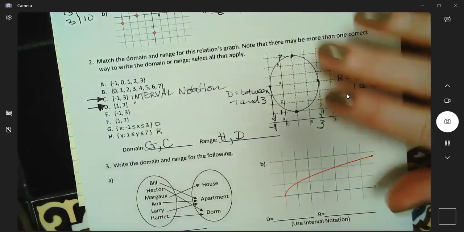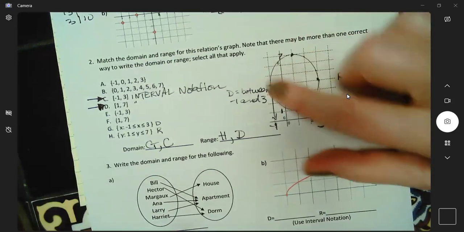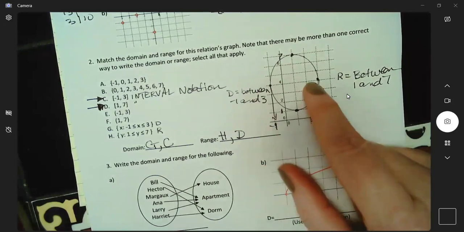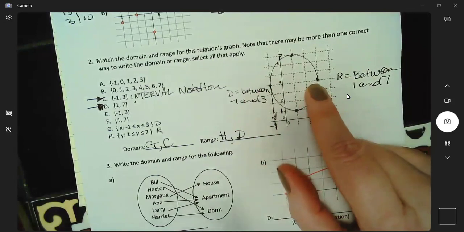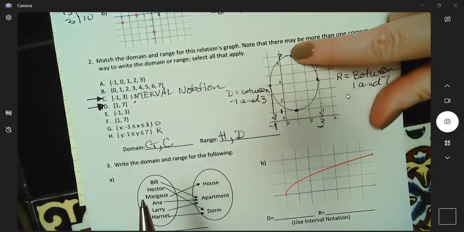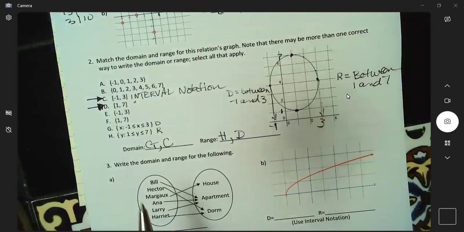Okay, so if your relation is presented to you as a picture, the domain is looking from the left to the right. That would be your interval for x, and for the range, you would be looking from the bottom to the top. You always say the smaller of the two values first.